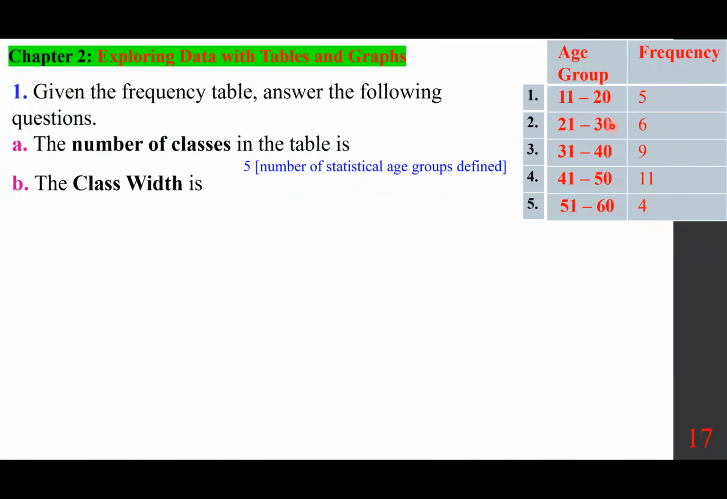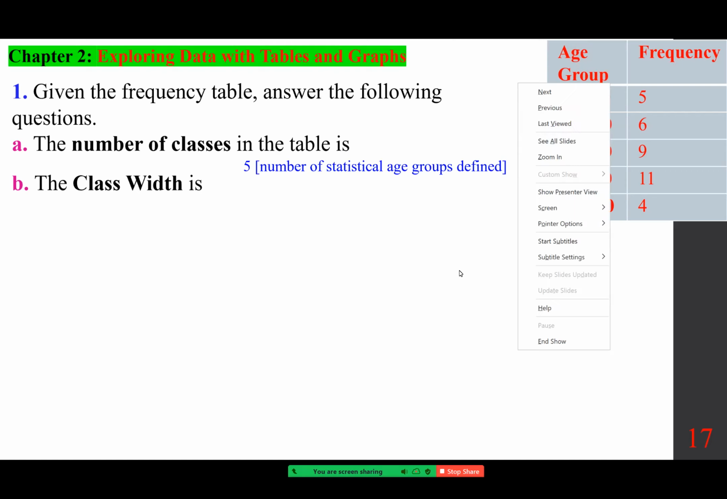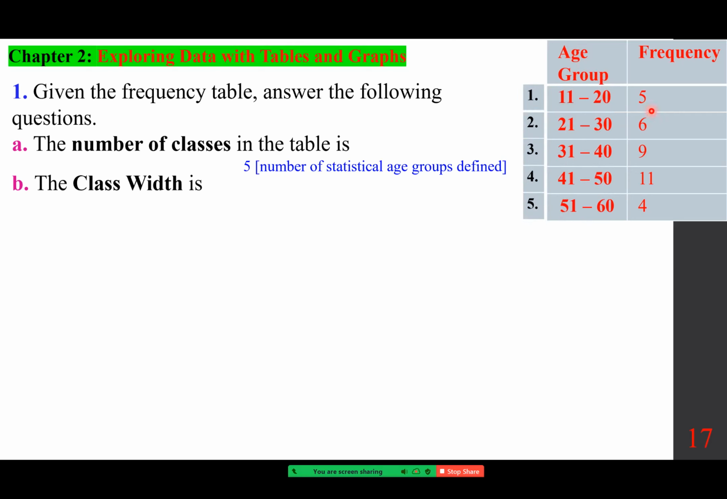Part B, we are interested in finding the class width. Let's look at the definition of a class width. And before we do that, I want to make sure we understand we are looking at limits here. These are the lower limits. These are the upper limits. And the frequency of the age group between 11 to 20, for example, is 5. The next group is 6, so on and so forth. So lower limits, upper limits.